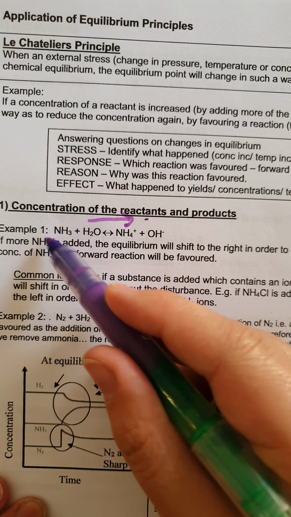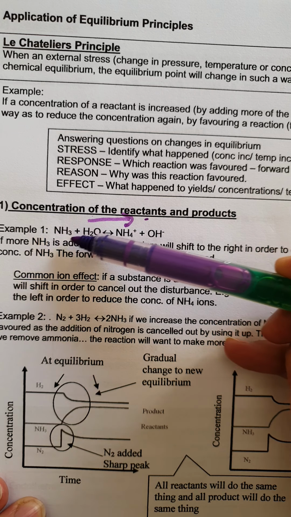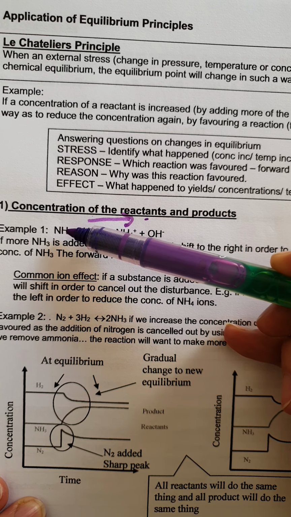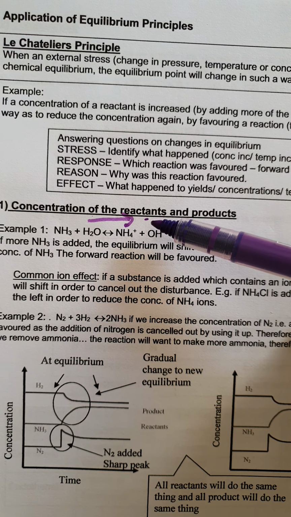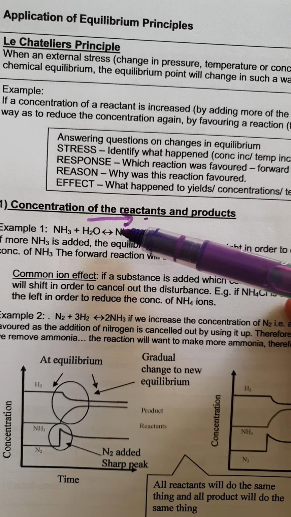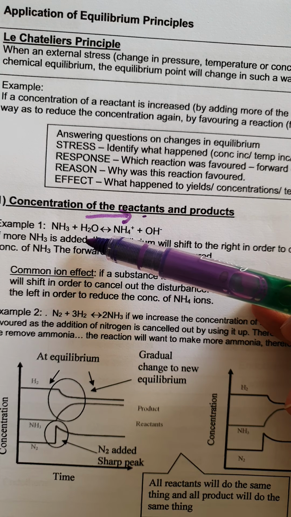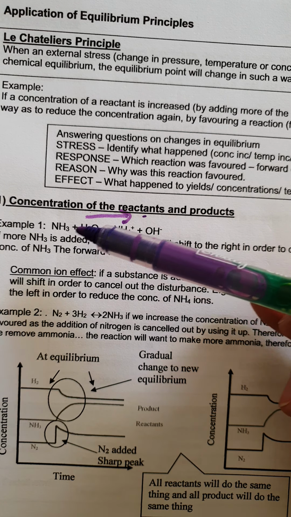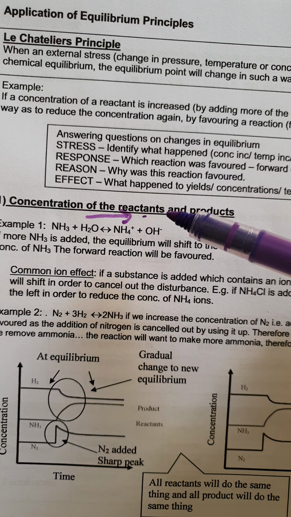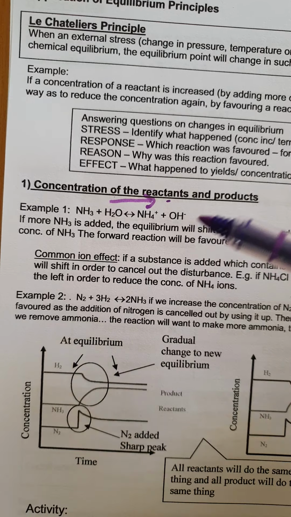Reason, because we want to decrease the amount of ammonia again. Well, how is that going to happen? Because the forward reaction uses up ammonia. Okay, so the forward reaction is going to be favored. What's going to happen? Well, ammonium and hydroxide ions are going to increase. Okay, water is going to decrease because it's reacting with the excess ammonia, and it's going to do this until it reaches a new equilibrium. It doesn't go back to its old equilibrium, it gets a new equilibrium.